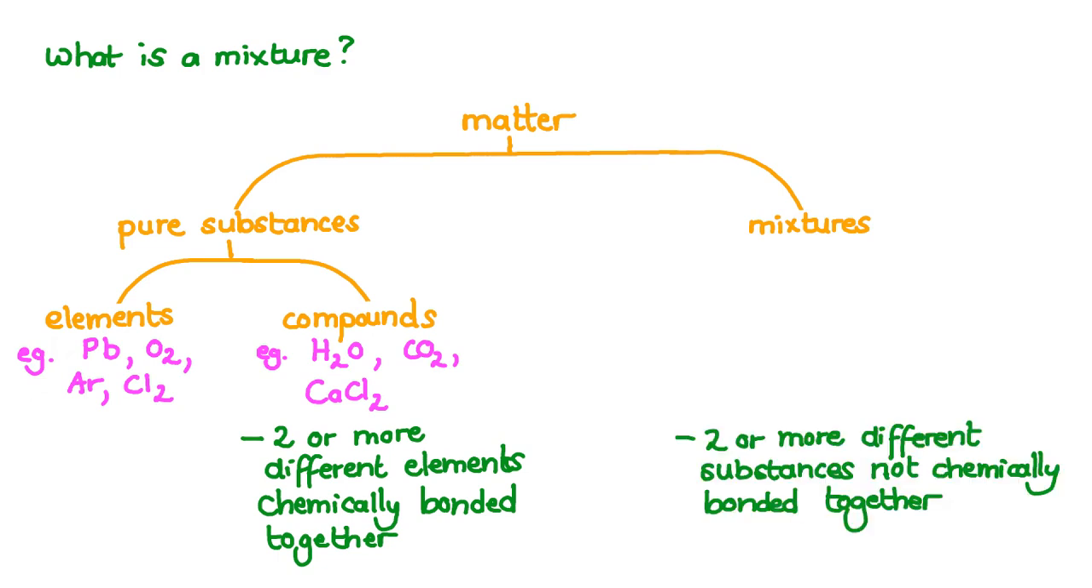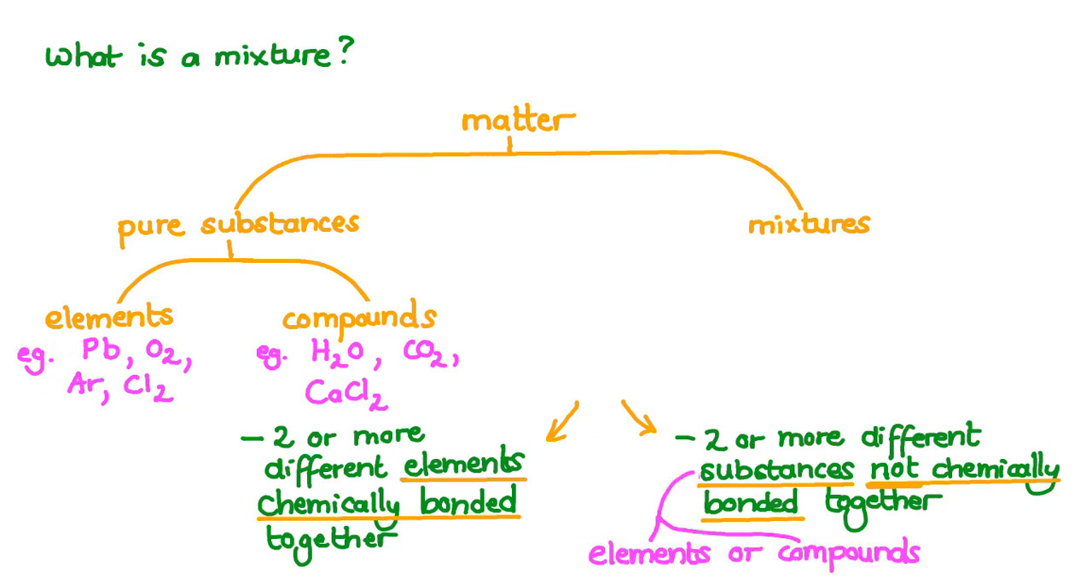Mixtures, on the other hand, are composed of two or more different substances not chemically joined or bonded together. The definitions seem similar at first glance, but are actually very different. In compounds, the elements are chemically bonded, but in mixtures, the substances, whether elements or compounds, are not bonded. Examples of mixtures include salt water, which is sodium chloride in water. Sodium chloride is a compound, and water is a compound. So salt water is a mixture of two compounds.